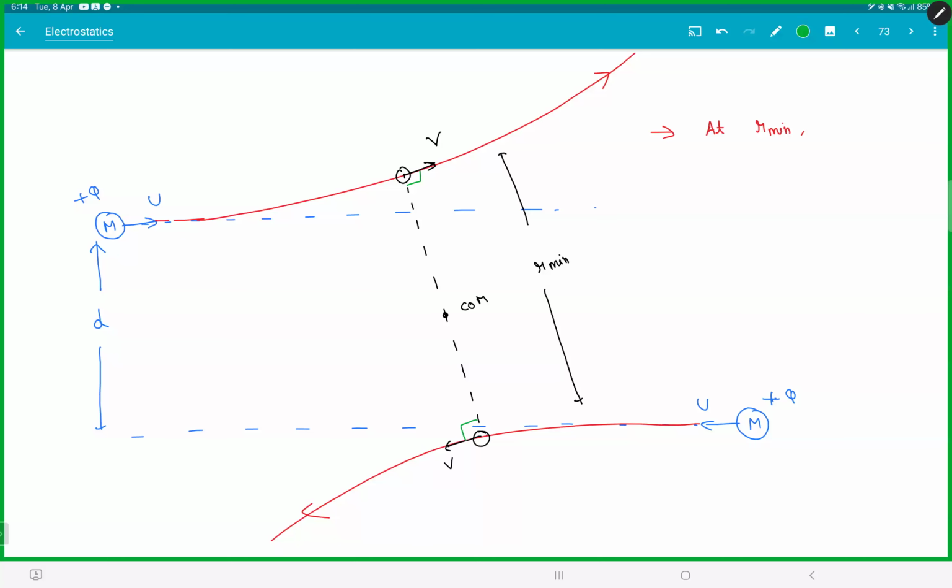Why? If it is not perpendicular, what will happen? Think about it. If you have a component along the line joining, that means they're getting closer. If you have a component away from the line, then the distance is increasing. So at the minimum distance, the velocity component along the line must be 0. Therefore, velocity has to be perpendicular.